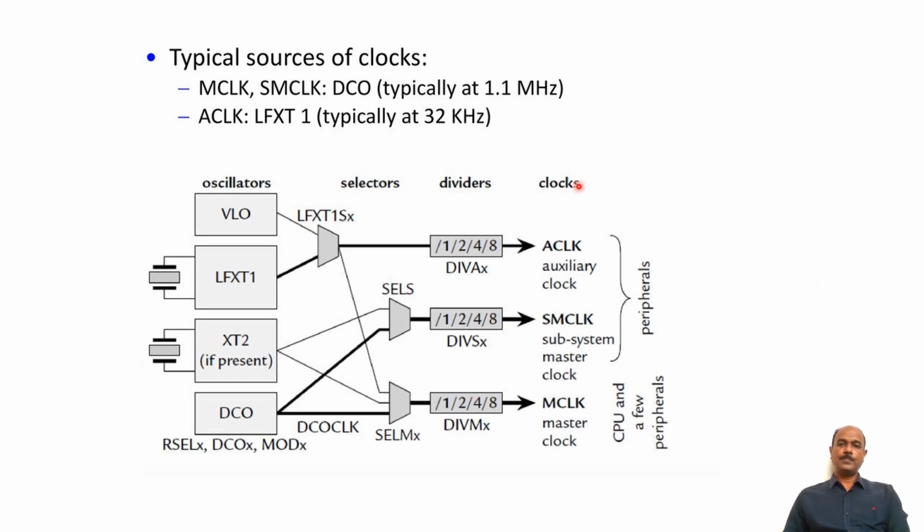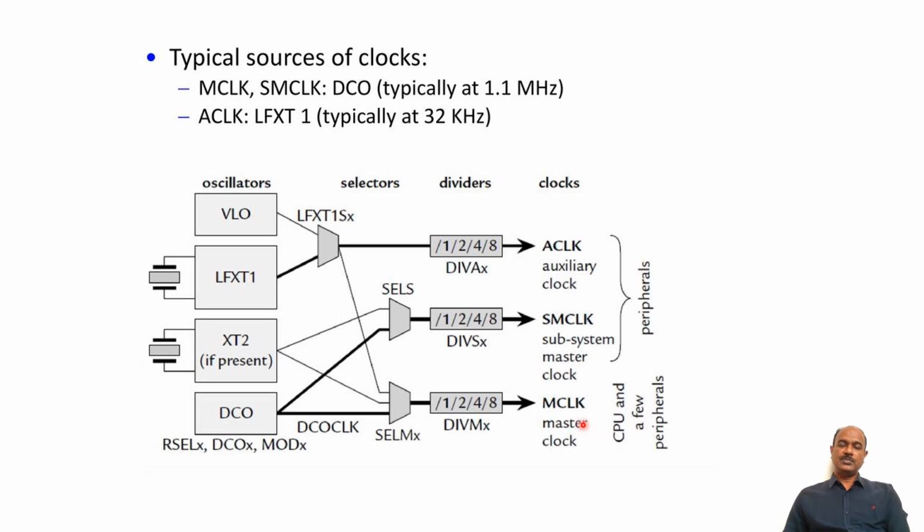As you can see here, inside the MSP430 microcontroller, three different types of clocks can be generated. One is called the master clock, MCLK, then the submaster clock, SMCLK, and the auxiliary clock, ACLK. These are the three different types of clocks that can be generated in the MSP430 microcontroller: MCLK, SMCLK, and ACLK.